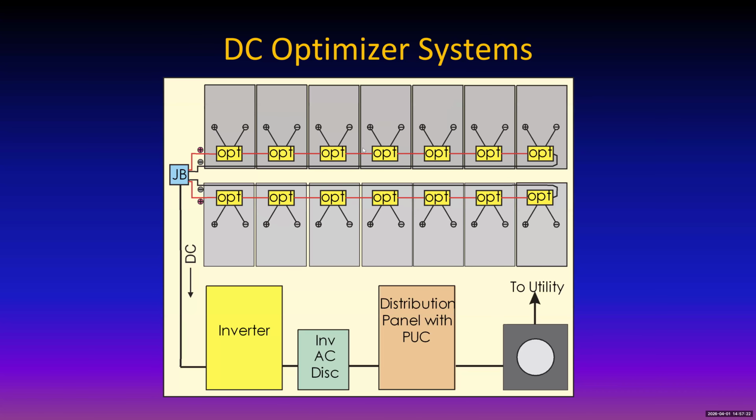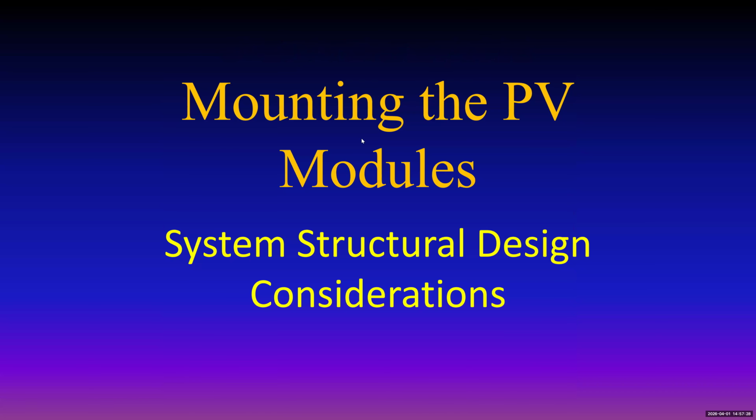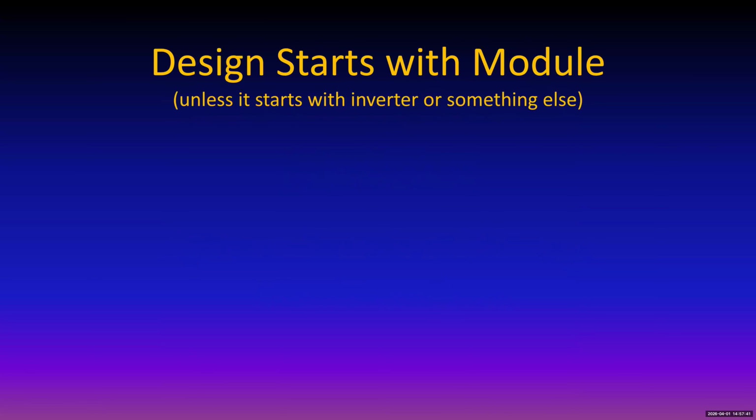Forgot to click done. So this is the optimizer system. So we now have 3 different systems. So let's design one of each of them. Okay, and let's start by mounting the modules, because no matter which system you're going to use, you need to mount the modules. So we're going to start with some structural stuff here. And as we say, the design starts with the module unless it starts with something else. But you've got to start somewhere. This time we'll start with the module. Okay?